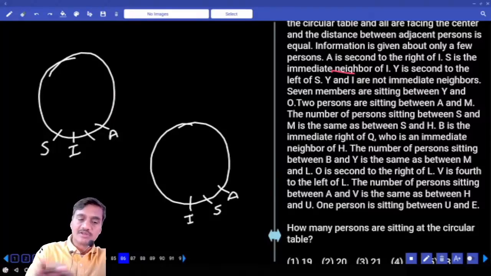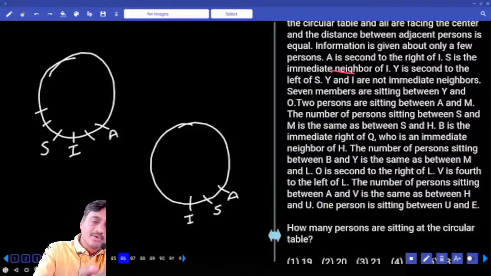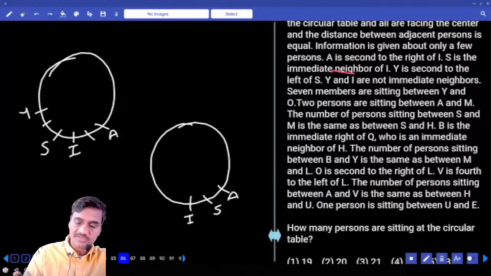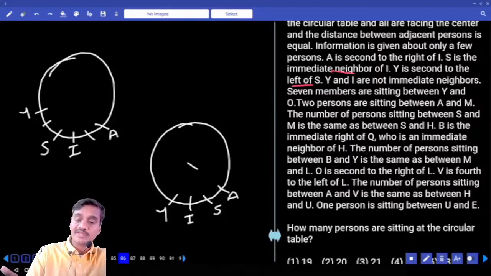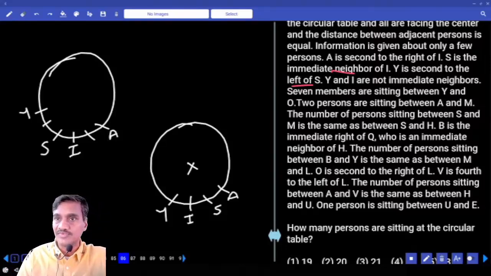Y is seated second to the left of S, 1, 2. Y is seated second to the left of S. Here, Y is seated second to the left. All these 4 persons are together. Y is seated second to the left. Y and I are not immediate neighbors. Now here, luckily, Y and I are immediate, so this is ruled out. Now we are left with the first case.